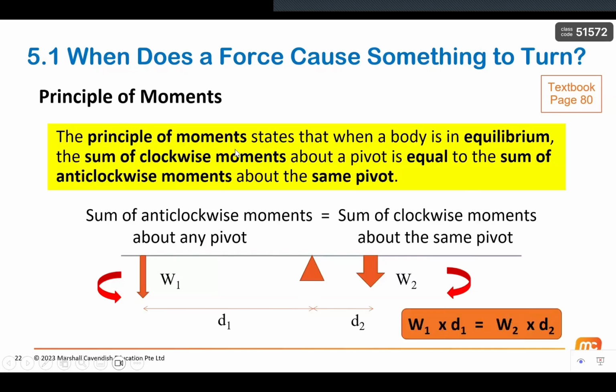it is governed by this principle of moments, which says that, in this case, I only have one anticlockwise and one clockwise moment. So my anticlockwise moment, force times distance, W1 times D1, must be equal to this clockwise moment, also only one, W2 times D2.